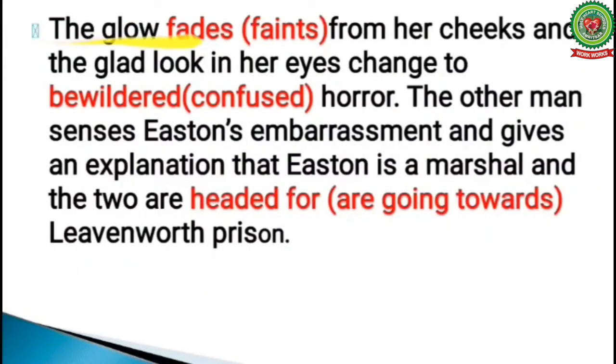The glow fades from her cheeks and the glad look in her eyes changes to bewildered horror. The other man senses Easton's embarrassment and gives an explanation that Easton is a marshal and the two are headed for Leavenworth prison. Fades: faints. Bewildered: confused. Headed for: going towards.